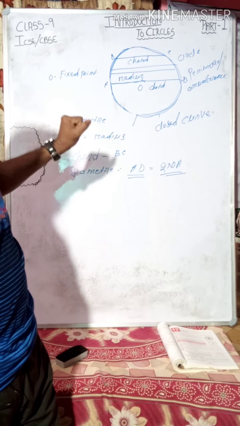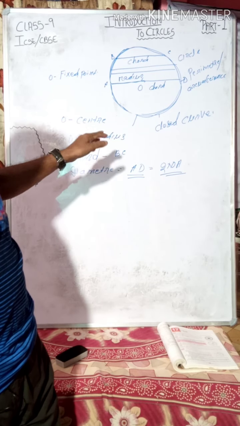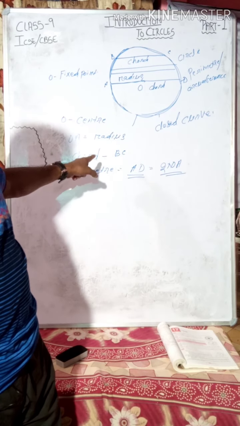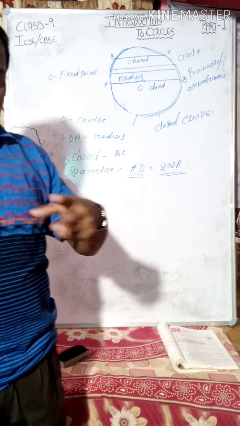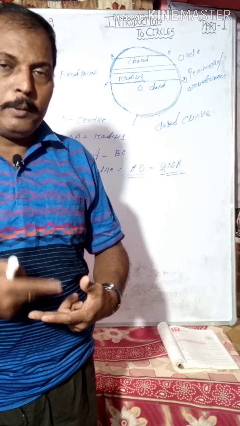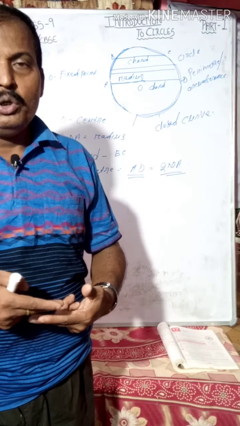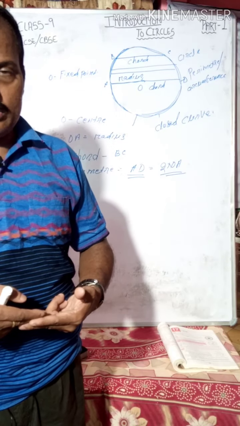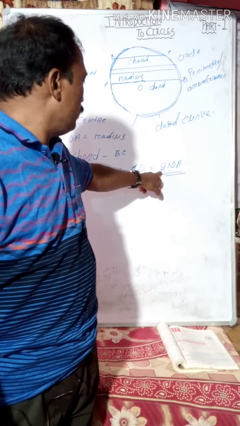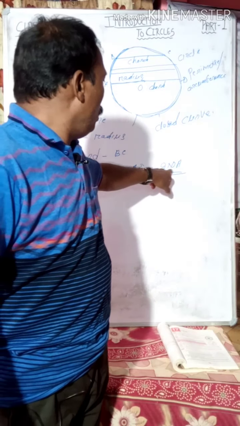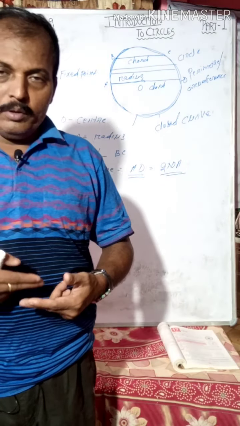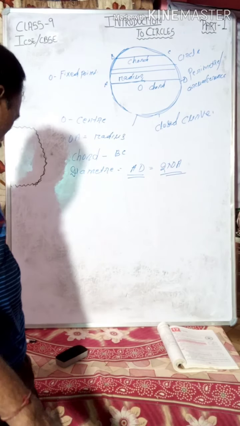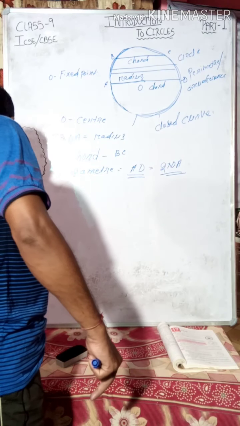Now our fixed point is the center, our radius is from the center to the circumference, and a chord is the line joining two points on the circumference. The largest chord, which passes through the center, is called the diameter. So diameter is double the radius. Diameter AD is equal to 2 OA. So the diameter is also done. Then we go to the next point.